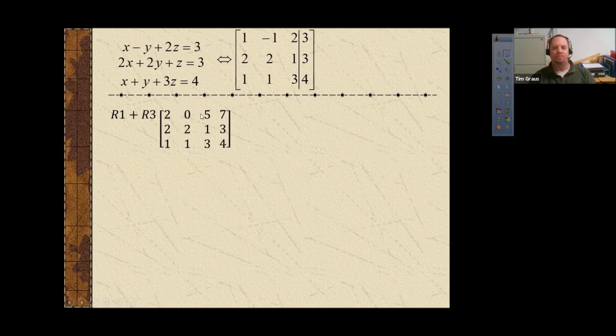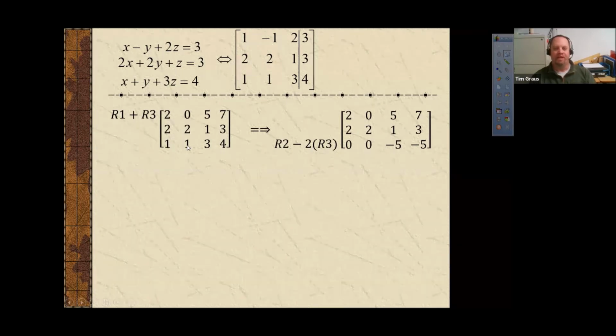So this new row at the top is row 1 plus row 3. Notice that I left row 2 like it was, and I left row 3 like it was. When I'm doing this process, I usually like to only do one thing at a time. Next, I'm going to take row 2 and subtract 2 times row 3. What I notice is that 2 minus 2 will eliminate, so I get a 0 in the first and second positions of these rows.